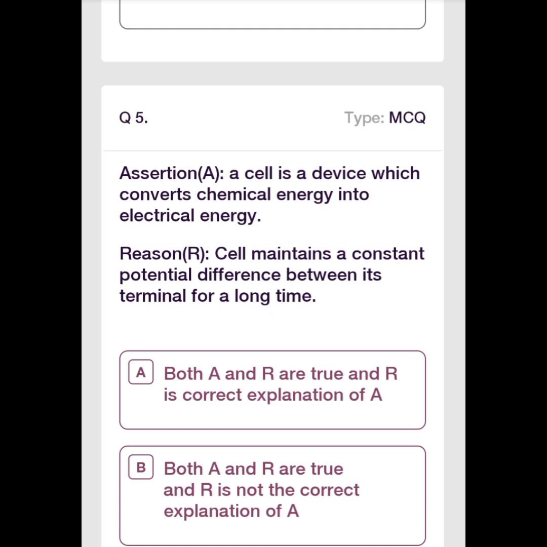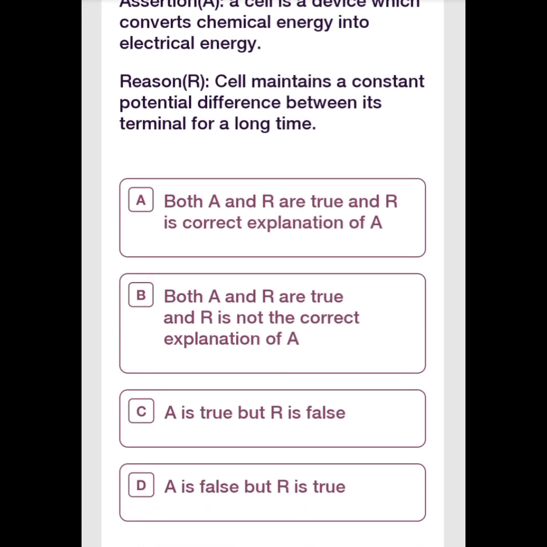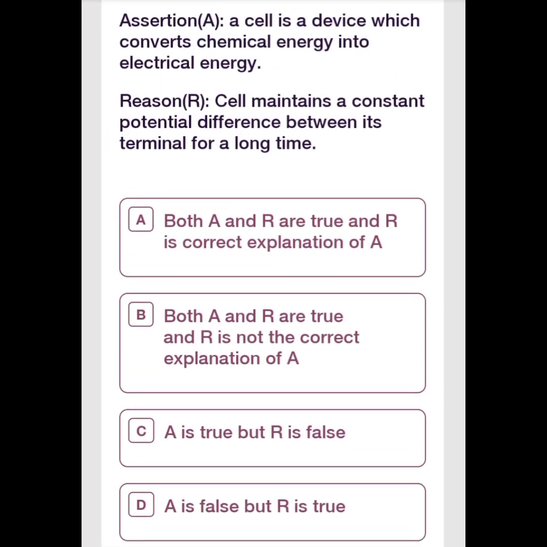The first option is both A and R are true, and R is the correct explanation of A. Yes, both A and R are true, but it is not the correct explanation. C option is A is true but R is false, and D option is A is false and R is true. No, these are all wrong. So which will be the correct answer? Option B. As I told you, these two are correct.